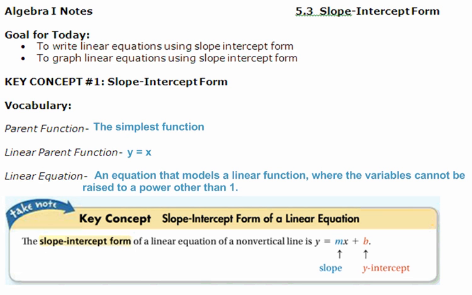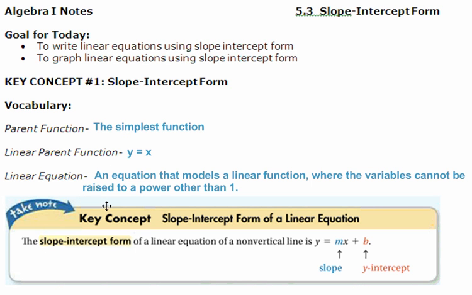So the first thing we need to do is go over some vocabulary. A parent function is just a simplest function. A linear parent function is in the form y equals x. A linear equation is an equation that models a linear function where the variables cannot be raised to a power other than 1.